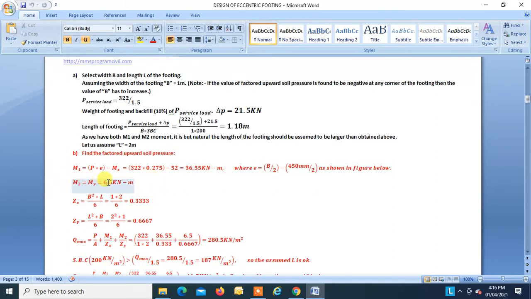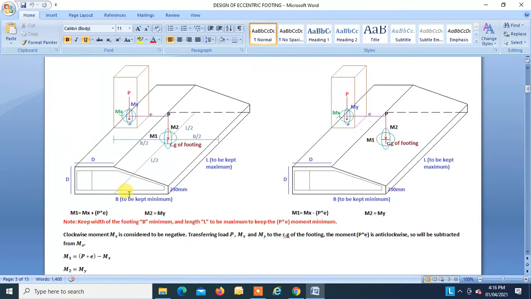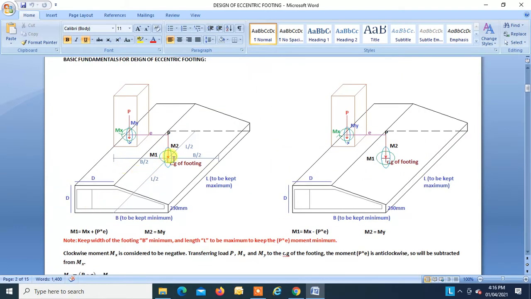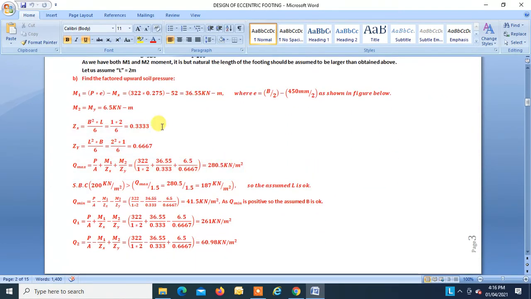M2 we know is equal to My, that is 6.5. Now Zx, what is Zx? Zx is B square into L divided by 6, because this is our x-axis and this is our y-axis. So Zx is found to be 0.333, and Zy is L square B by 6, that is 0.667. So qmax is equal to P by A plus M1 by Zx plus M2 by Zy. So we get qmax is equal to 280.5.